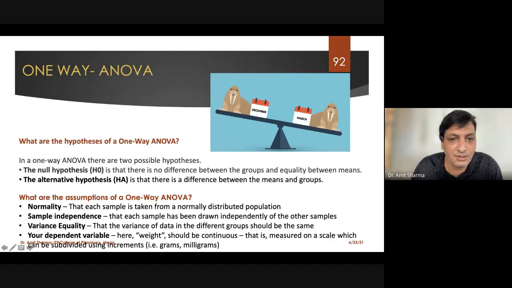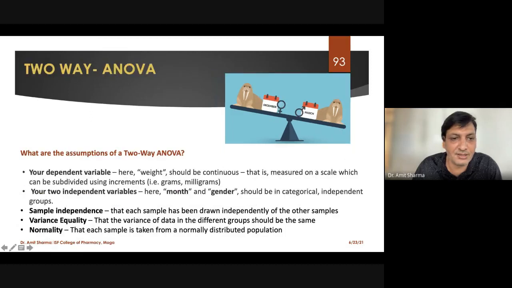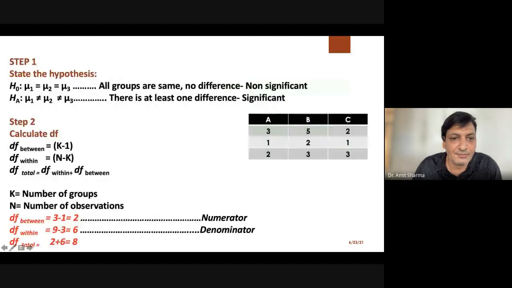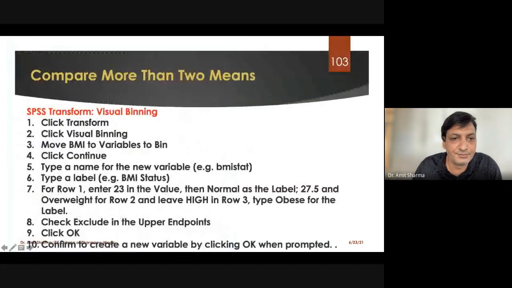So what the hypothesis of one-way ANOVA says, as you can see, is that the null hypothesis says there is no difference between the groups. That means we have three different groups of BMI. For example, like this, I'll just show you.